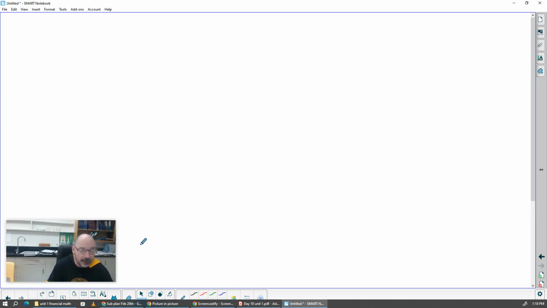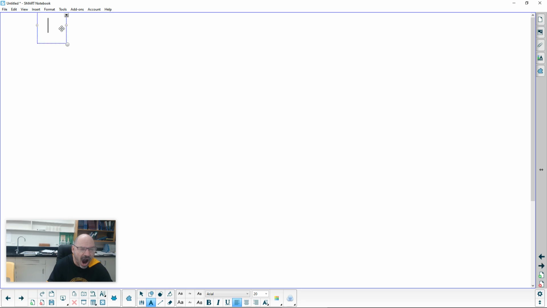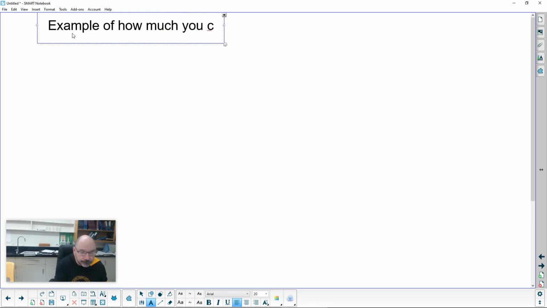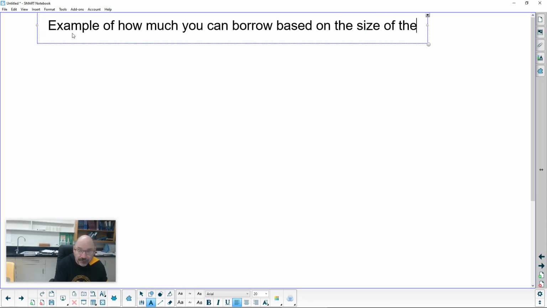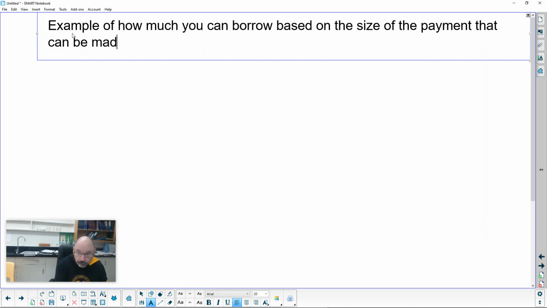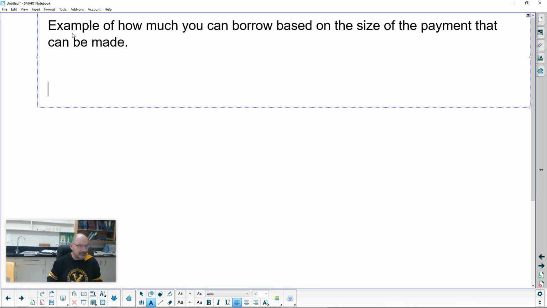Okay, so this would be an example. How much you can borrow based on the size of the payment you can make. Okay, and finding interest and all that other stuff can be involved in there.